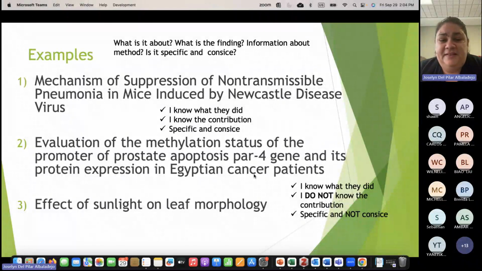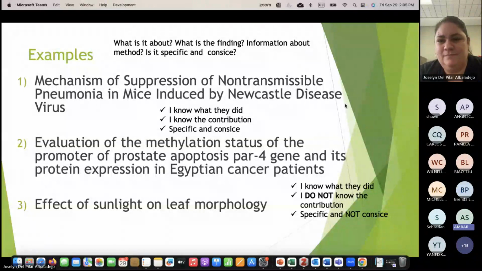The last one, effect of sunlight on leaf morphology. Okay, the effect of sunlight on leaf morphology. Seems a little bit short. I'm not quite sure what they did. Did they study the effect? Did they study the mechanism of the effect? What's the morphology of the leaf? Did it change? Did it not change? Yes. Questions. I like questions.